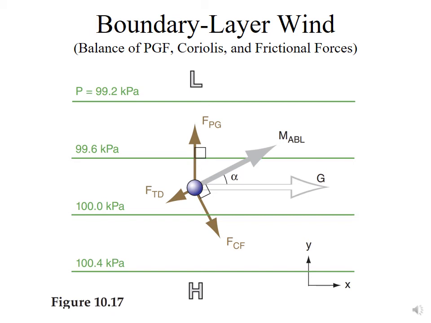And the net result when this happens is the wind vector that's shown in gray here, MABL. That is the wind that is actually crossing the isobars from high to low, and they have a cross-isobaric flow angle of alpha. And the stronger the frictional force, the larger the cross-isobaric flow angle will be. So in mountainous terrain, the cross-isobaric flow angle can be 45 degrees or more. Over the oceans, the cross-isobaric flow angle is often only 5 to 15 degrees. So there's not a lot of friction over the ocean, whereas there is over mountainous terrain.